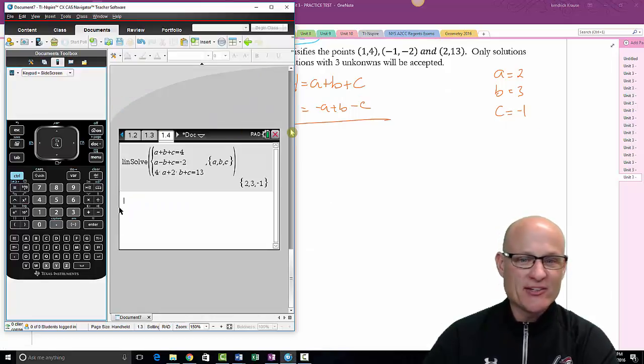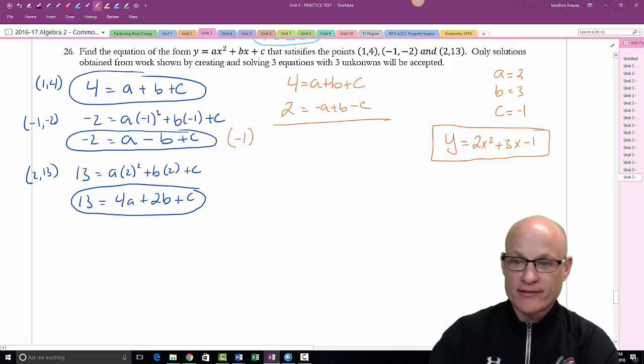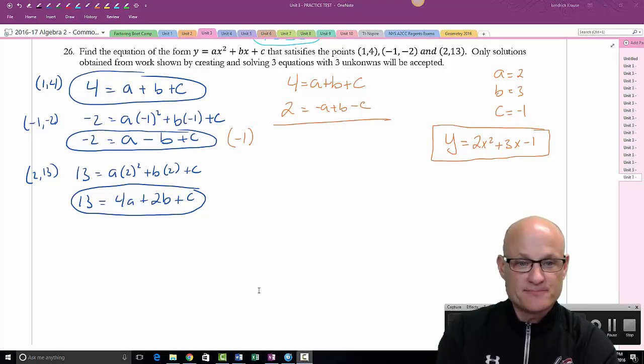That means my answer is y equals 2x squared plus 3x minus 1. Now that is weird. Okay, so that's weird. So let's go see if it's right.